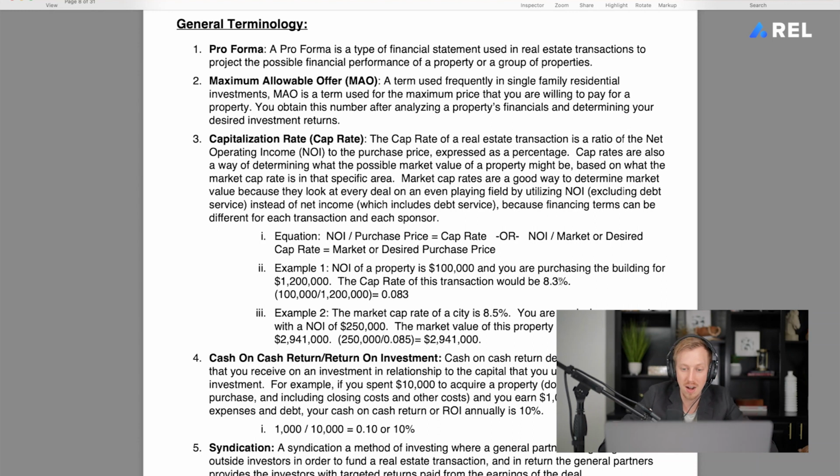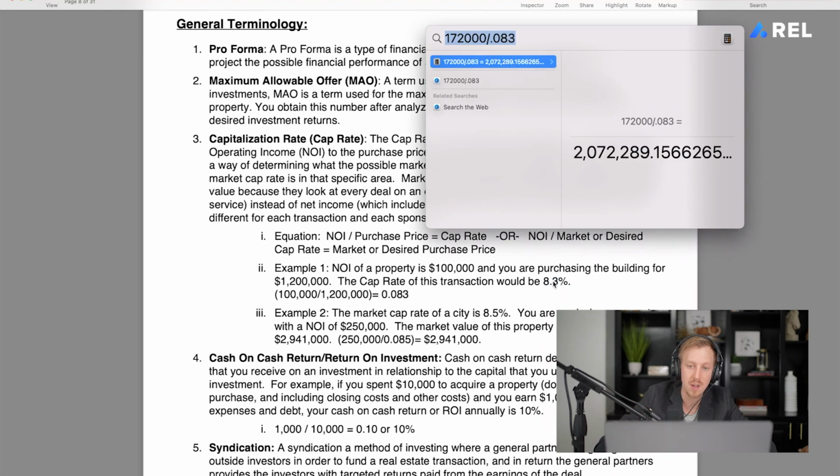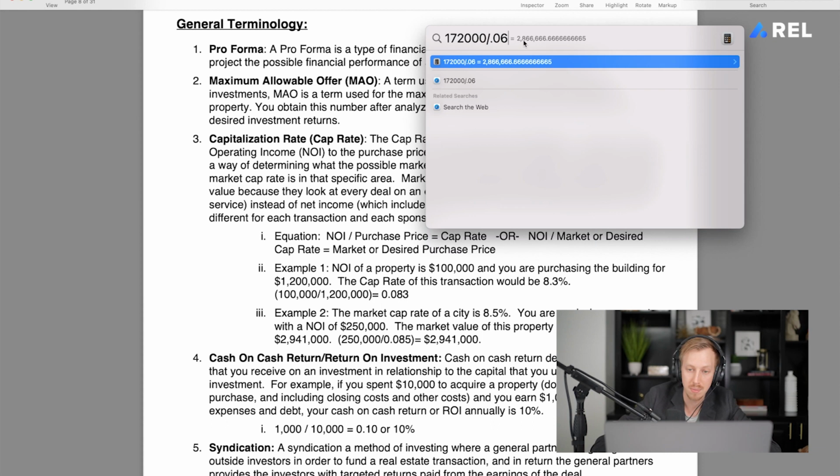Now, in that same scenario, let's say the market improved. Let's say you bought this property back in 2017 at an 8.3 cap rate. Now the market's at a 6 cap. Well, we also increased the rents and the NOI by $72,000 still, and now we're selling it at a 6 cap. The value is now $2.86 million. It's more than doubled from the 1.2 that we bought it at.